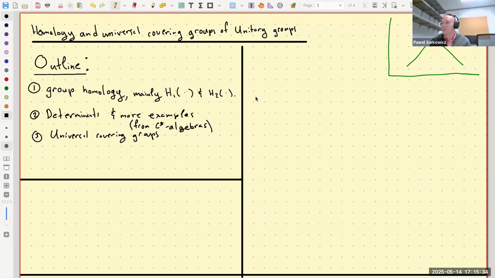So here's a brief outline. We're going to talk about group homology, mainly these first two homology groups. And by group homology, I mean homology of groups, homology of a discrete group. So I'll say what this is. And the first two are of interest.